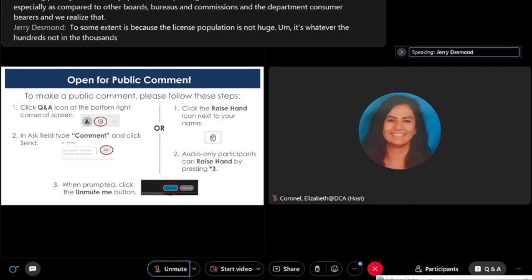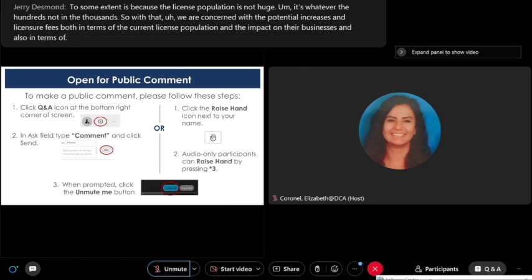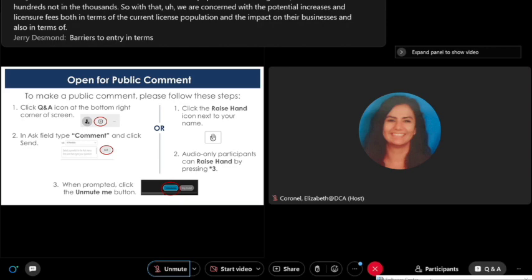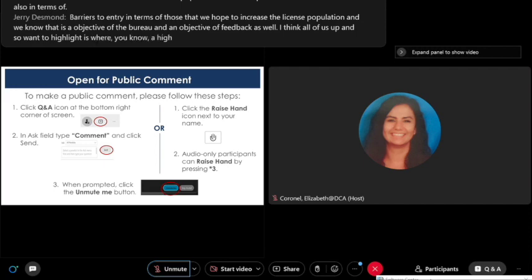So with that, we are concerned with the potential increases in licensure fees, both in terms of the current licensed population and the impact on their businesses, and also in terms of potential barriers to entry, in terms of those that we hope to increase the licensed population. And we know that is an objective of the Bureau and an objective of PFAC as well, I think, of all of us.